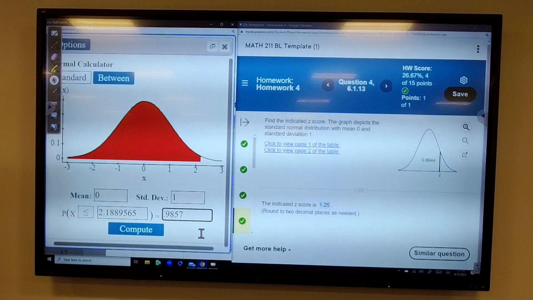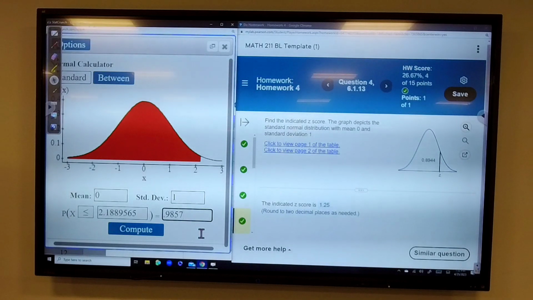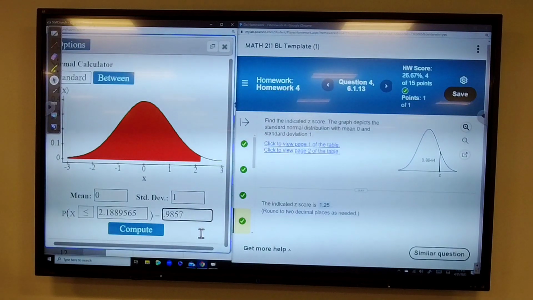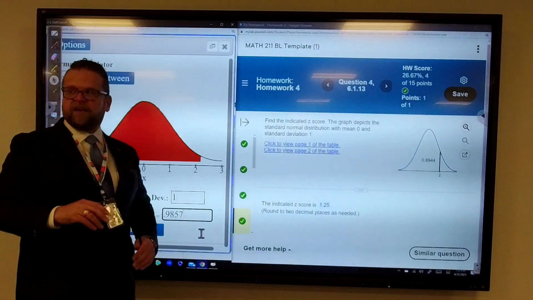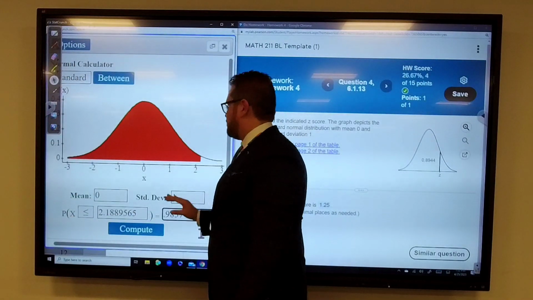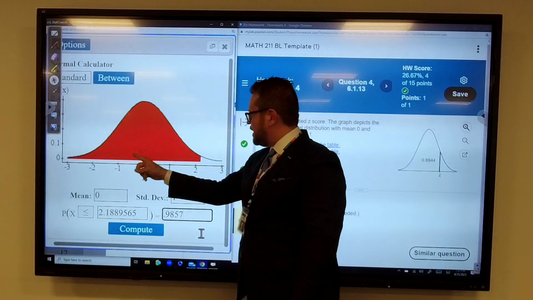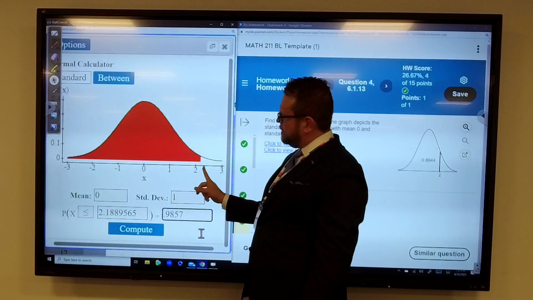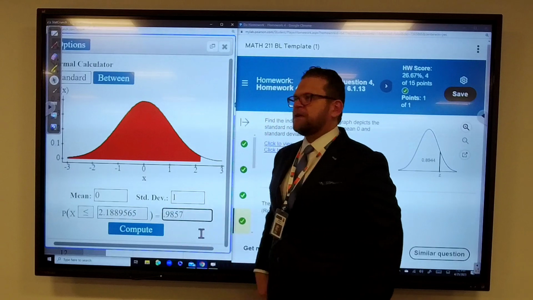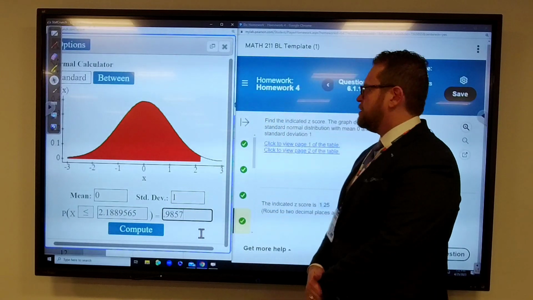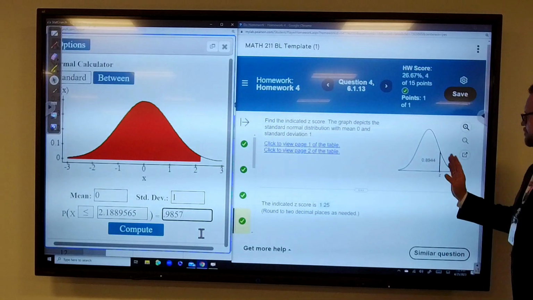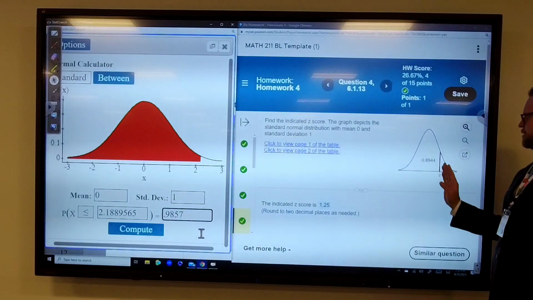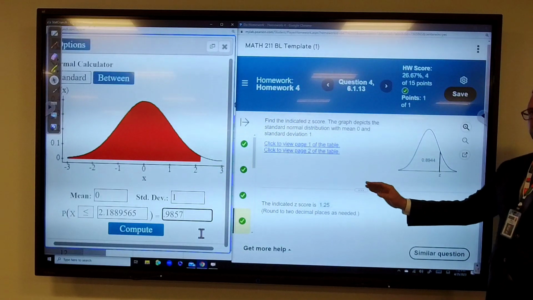Well, look at where my area is at. This picture is saying 98.57% of the area is to the left of this number. It's a little bit bigger than 2, isn't it? Yeah. And that number is actually 2.1889. And that has to match this picture, which has some z-score here and an area to its left.